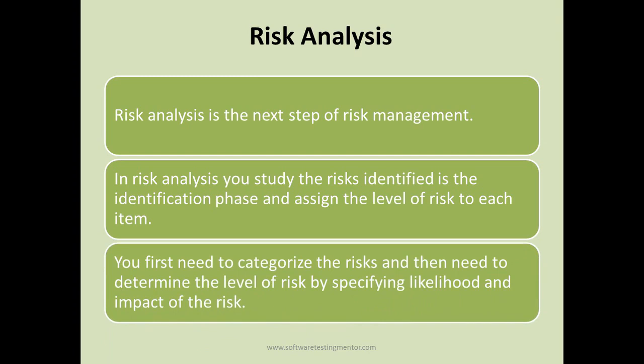You first need to categorize the risk and then need to determine the level of risk, specifying likelihood and impact of the risk. So in the risk identification template, there are columns for likelihood and impact. So once you have identified all the risks, the second phase is to analyze and determine the level and likelihood or impact of the risk. So this is also done by discussing with different stakeholders in the team.